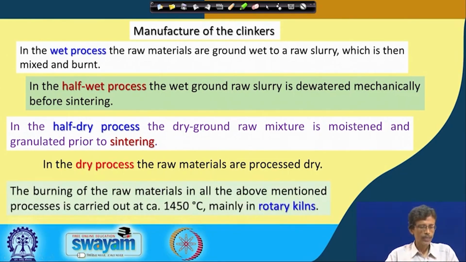When we consider the burning of the raw materials in all the above mentioned processes, you have four different processes and the raw materials are then taken together and heated to a temperature above 1200, but not 2000, only 1450 degrees centigrade. So 1450 degrees centigrade is a very useful technique, and where we do this process is in the rotary kilns. We'll see in our next class how we can use the rotary kilns.